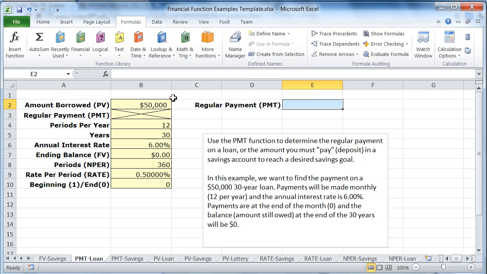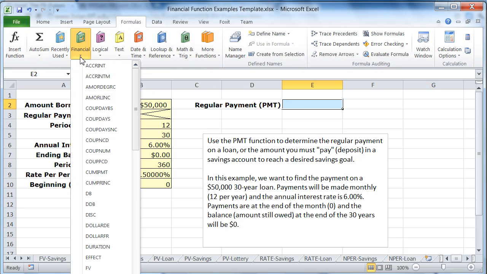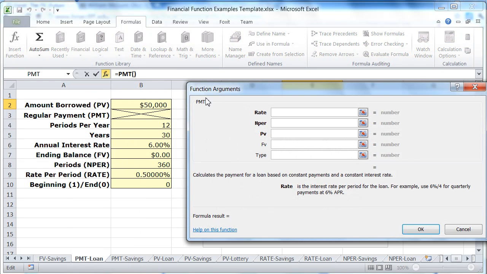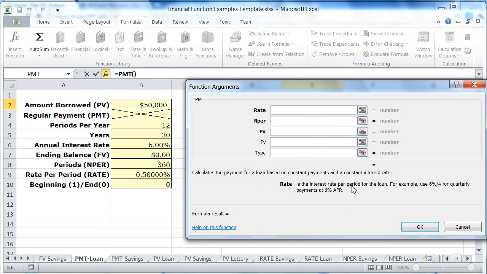To compute the payment, we go to the Formulas tab, go to the Financial book here, and scroll down to the P's, and we want PMT. And the rate is the rate per period, and that is going to be this number right here. The number of periods is going to be NPER, this value right here.